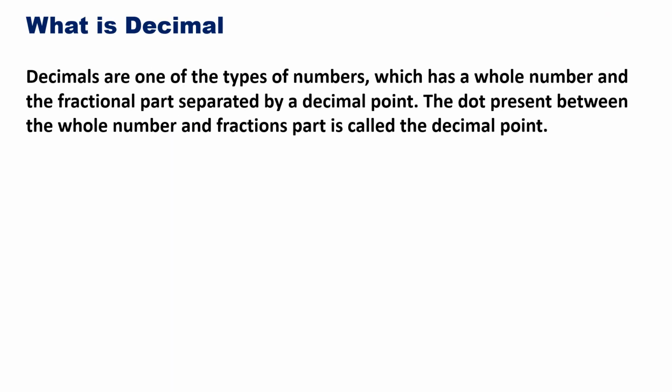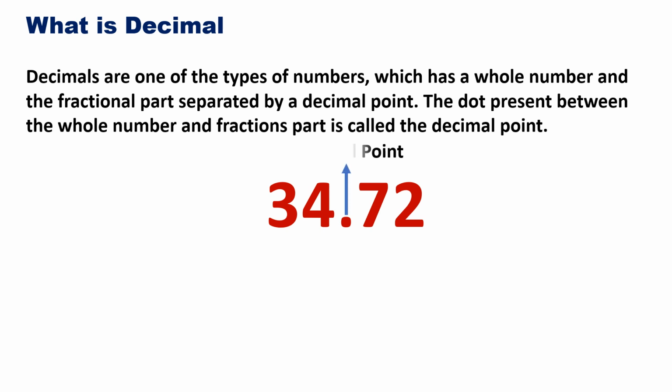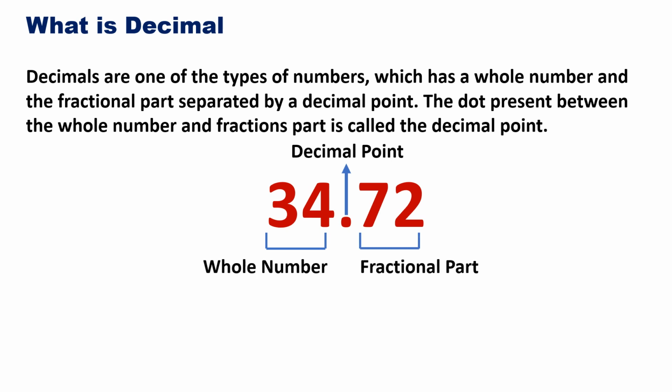What is decimal? A decimal is a type of number which has a whole number and a fractional part. And this whole number and this fractional part are separated by a decimal point. Let's see one example. Here we have the number 34.72. In this 34.72, this point is known as the decimal point. The left side of the decimal point is known as the whole number and the right side of the decimal point is known as the fractional part.